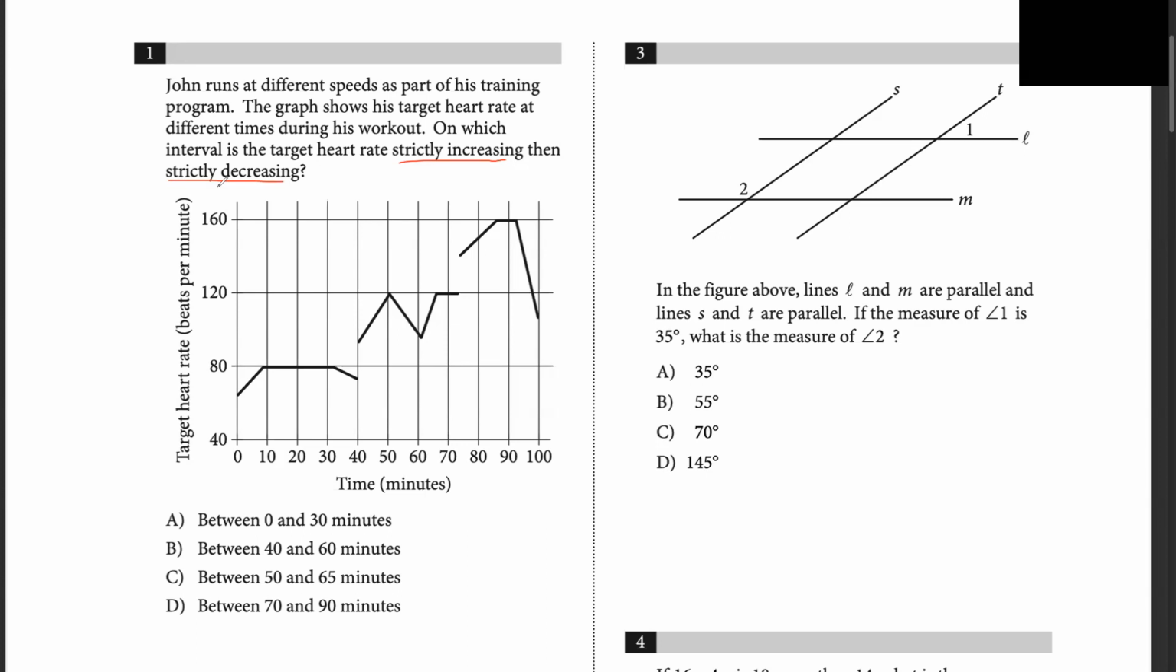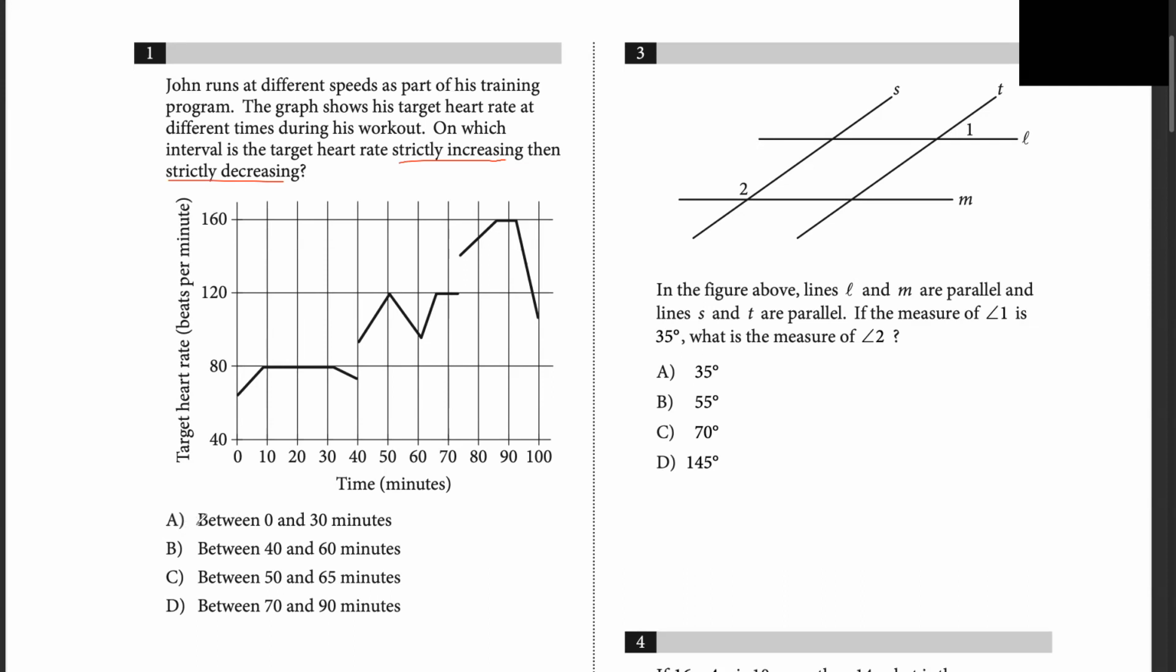So what they mean by that is, at what point does the graph just go up and then immediately go down? If it's not strictly increasing, then strictly decreasing, there's going to be a period in the middle where it's just flat. So we can just go answer choice by answer choice.